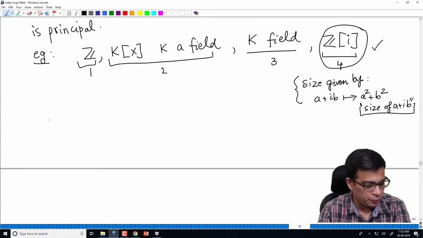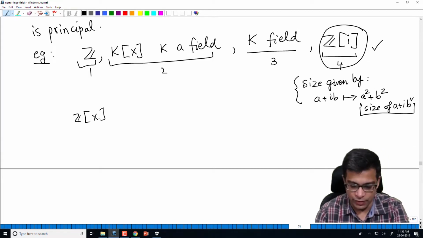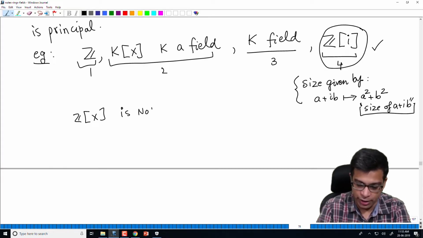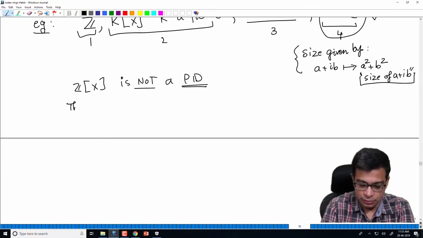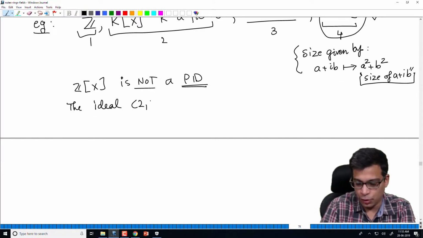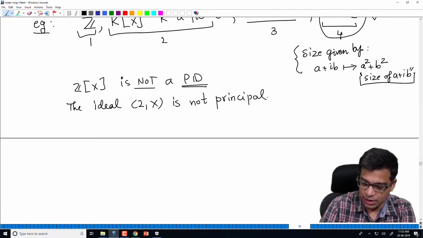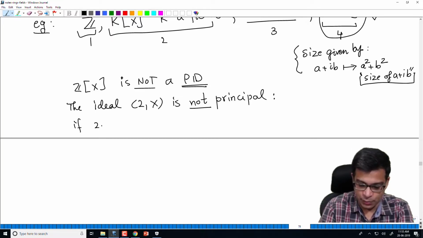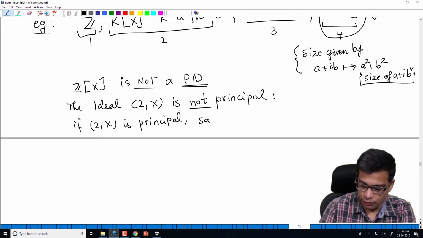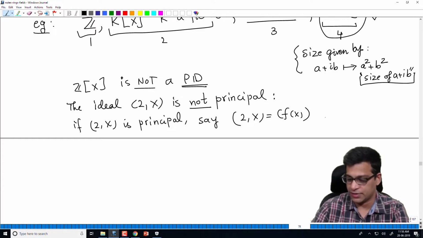What is not an example of a principal ideal domain? It is this, some familiar ring to us. It's a very nice ring otherwise, but this is not a PID. The reason is the ideal, for example (2, x), is not principal. It's not difficult to check this explicitly. Because if (2, x) is principal, what is a principal ideal? It is generated by a single element. So say it is generated by a polynomial f(x).